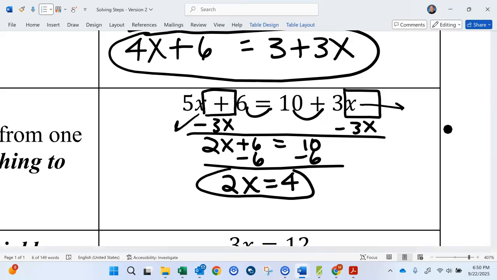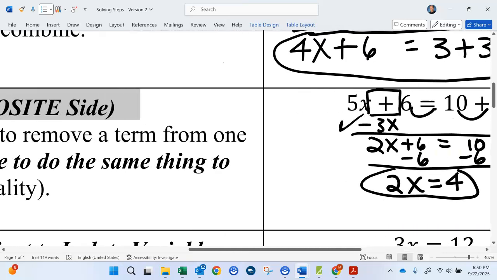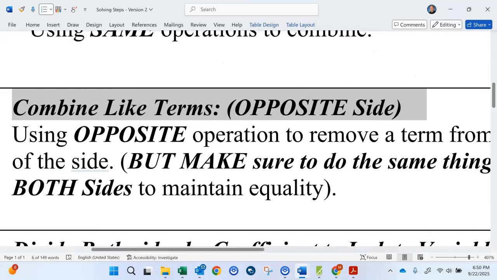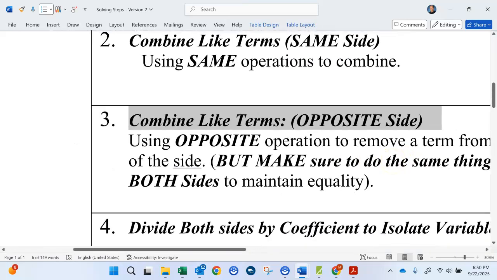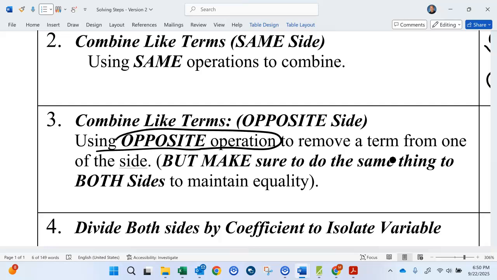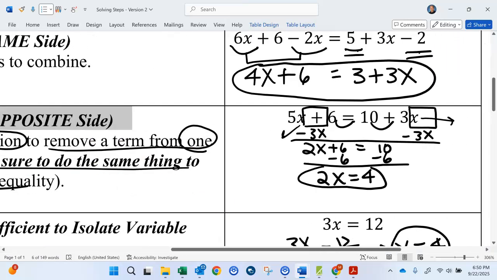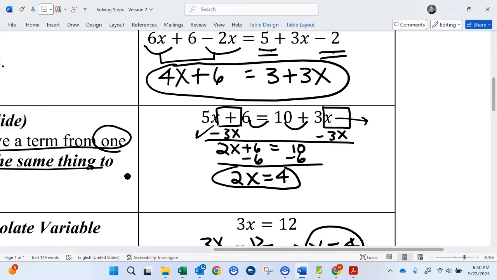And we have an x right here. But when we do it, since it's on both sides, now we have to remove one of them, using the opposite operation to remove a term from one side. But make sure to do the same thing on both sides to maintain the equality. So that's why when we come over here, we're subtracting negative 3x from both sides.